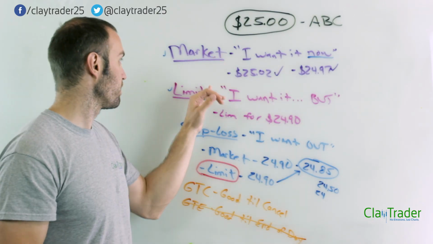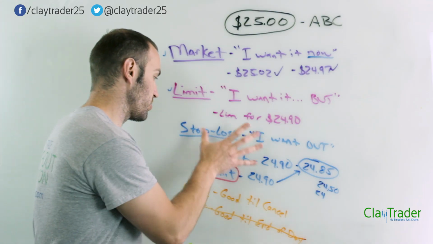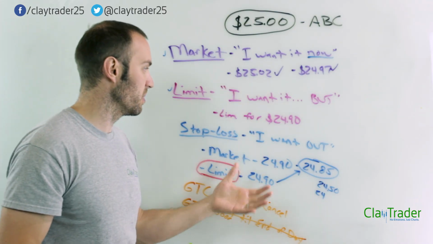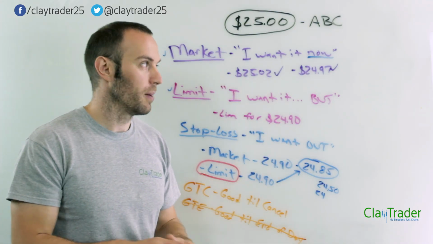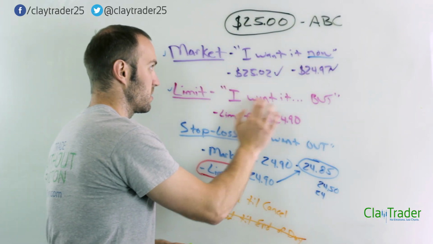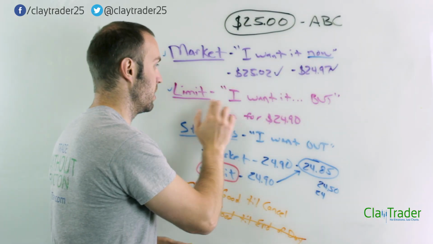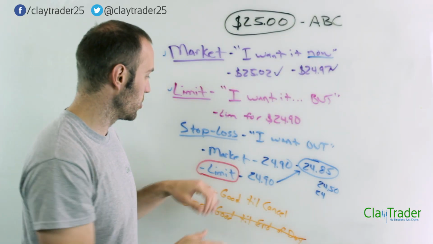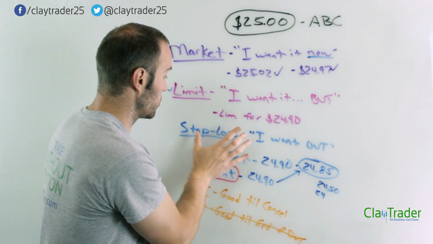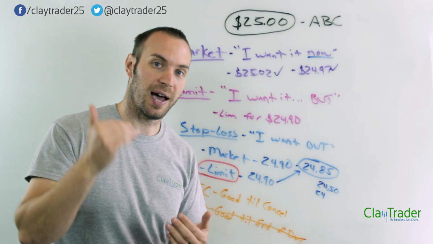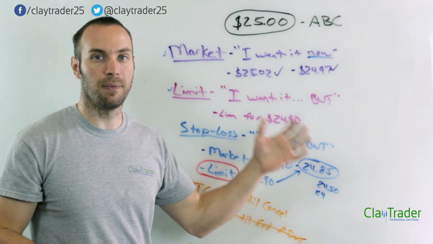So limit, market, and then your stop loss orders here. You get a grasp of these and how they work. I just like to remember it as: market, I want it now; limit, I want it, but...; and then you combine these with the stop loss, which when you're talking about stop losses, you just want out of the trade.